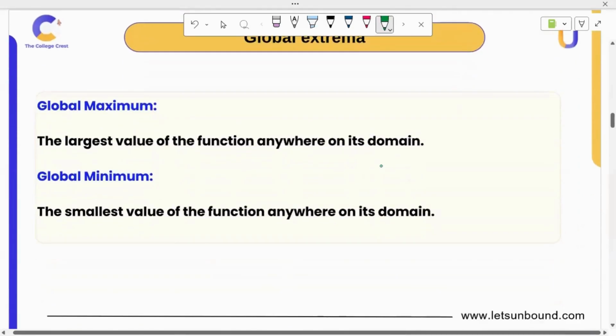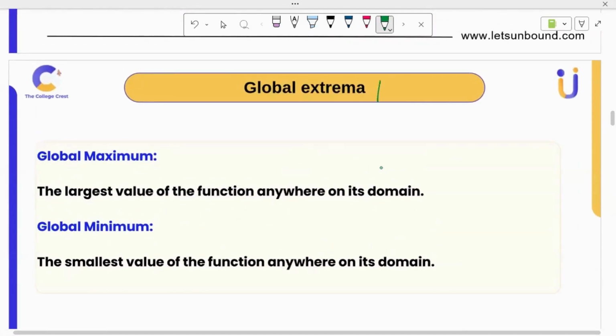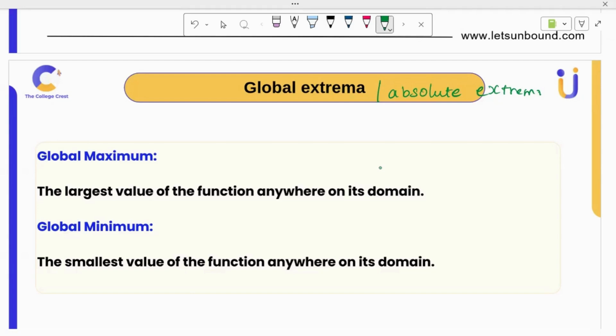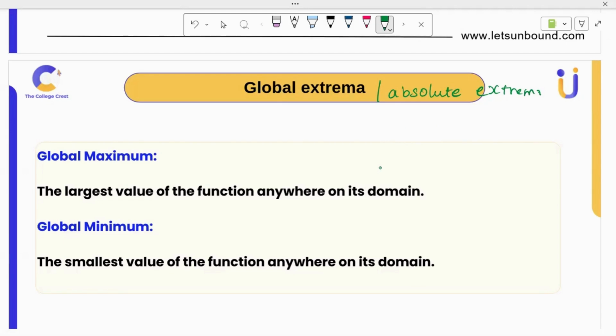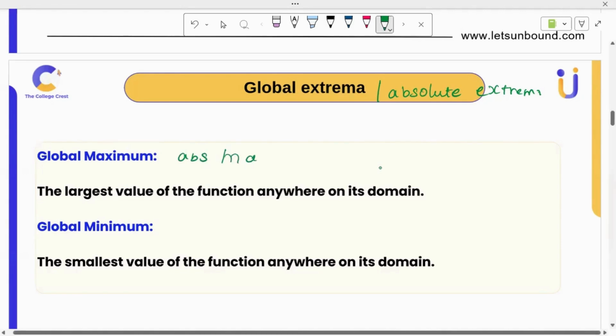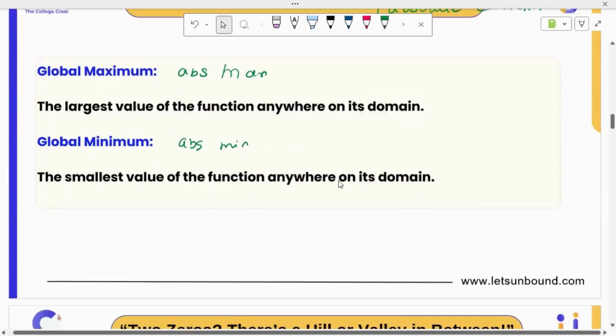Next is global extrema. Global extrema, or we will say absolute extrema. Both terms mean the same thing. It is the largest value of the function anywhere on its domain. Local extrema means the peak in one particular neighborhood we are taking, right? But global maximum means throughout the domain, which is the peak, which is the maximum. That is the global maximum or absolute maximum. Minimum is throughout your domain, which is the lowest point. That is the smallest value. That is the global minimum or absolute minimum. So, right. Next one.